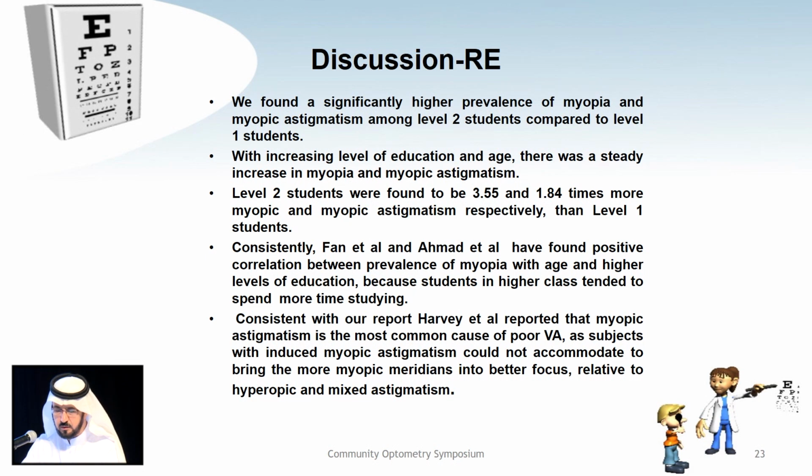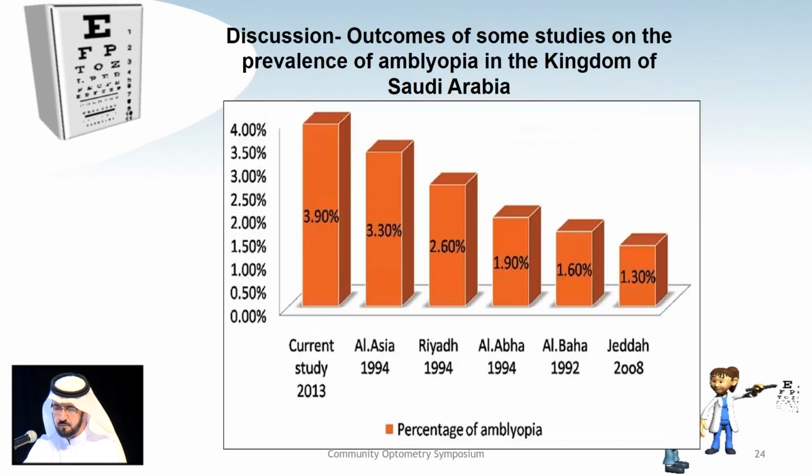Consistent with our report, others reported that myopic astigmatism is the most common cause of poor visual acuity, as subjects with induced myopic astigmatism couldn't accommodate to bring the more myopic meridian into better focus relative to hyperopic and mixed astigmatism.